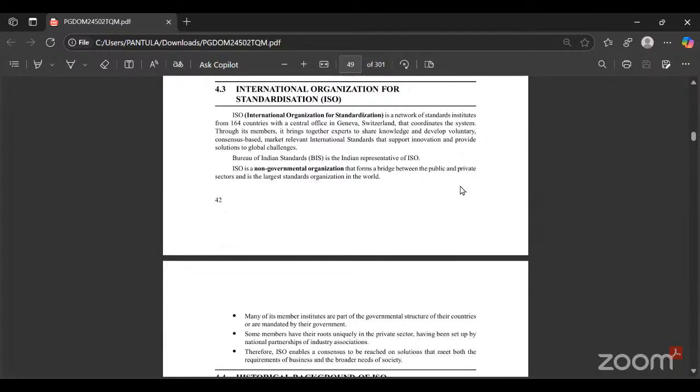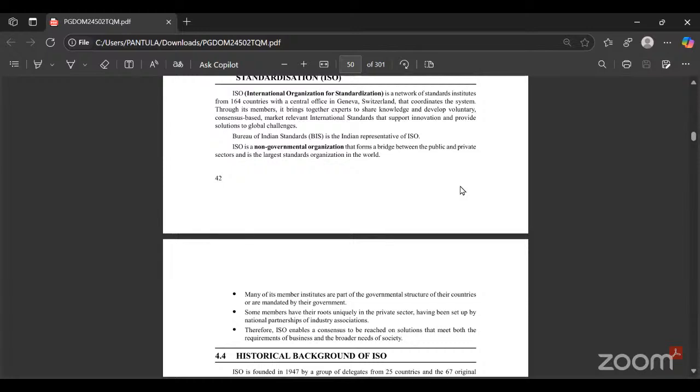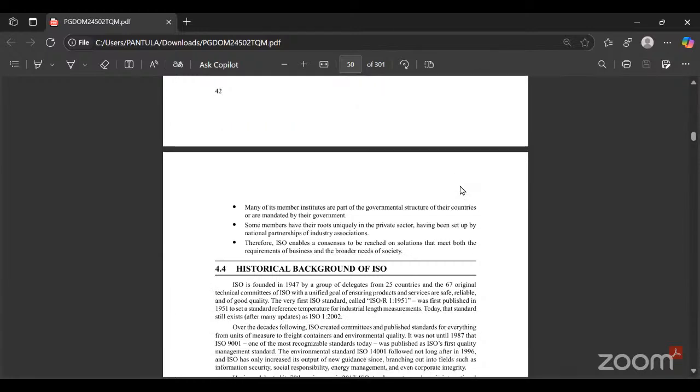It's an NGO. It forms a bridge between the public and private sectors and is the largest standards organization in the world. Many of its members are part of the government structure of their countries or are mandated by their government. Some members have their roots uniquely in the private sector, having been set up by national partnerships and industrial associations.